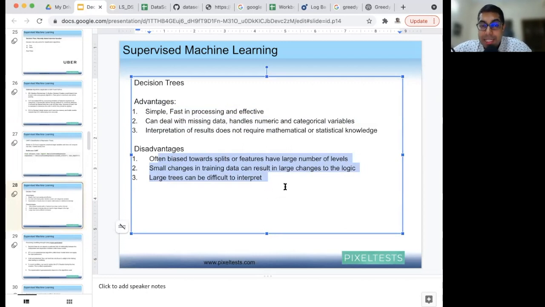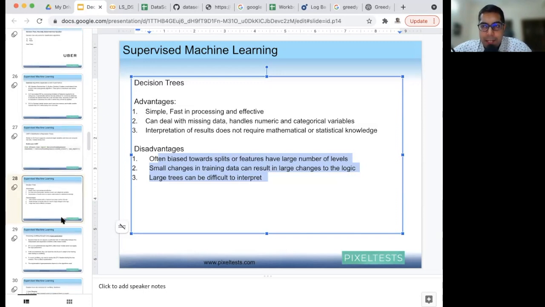Small changes in training data can result in huge changes to the logic, right? Remember how in the gender and the smoking example, I just changed 9 and 1 and the entire problem flipped? So that can happen. That's actually not good. Large trees can be difficult to interpret. In fact, linear regressions were fairly robust. Even if you change the data a little, it's not going to move so much because it's so heavy. Trees are not like that. Trees are brittle, but they are very precise and good. You know what I mean?